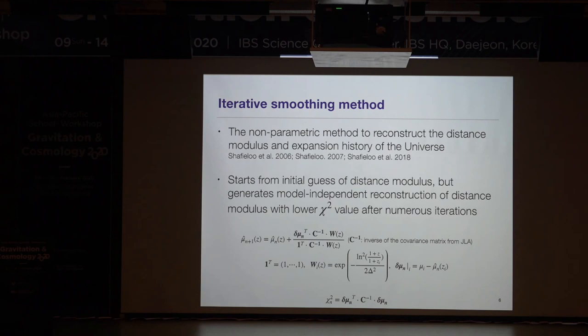To constrain the hyperparameters I just showed in the previous slide in a model independent way, we use the iterative smoothing method suggested by Shafieloo in 2006 or Shafieloo in 2007 and so on. This method is one of the known nonparametric methods to reconstruct the distance modulus and expansion history of the universe.